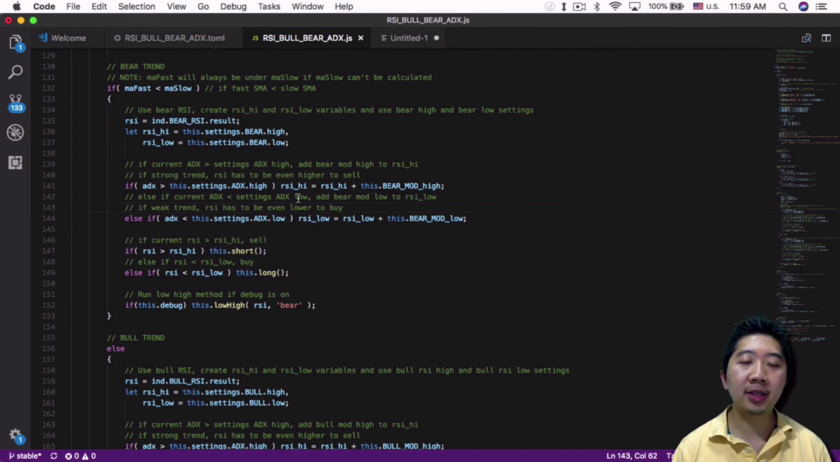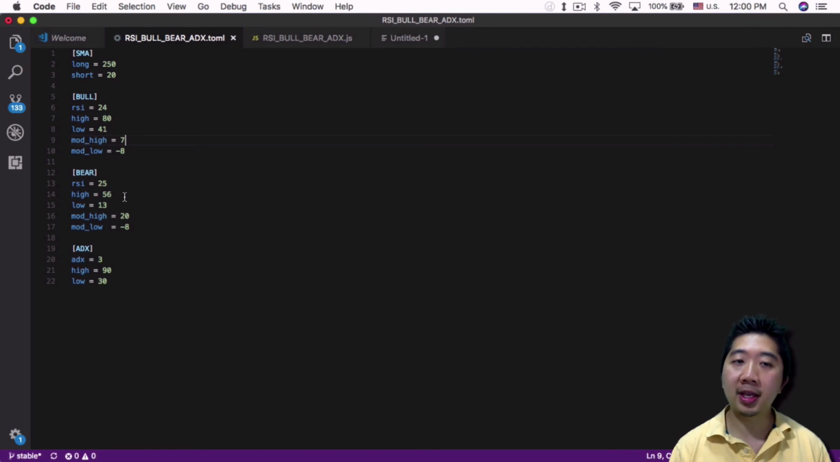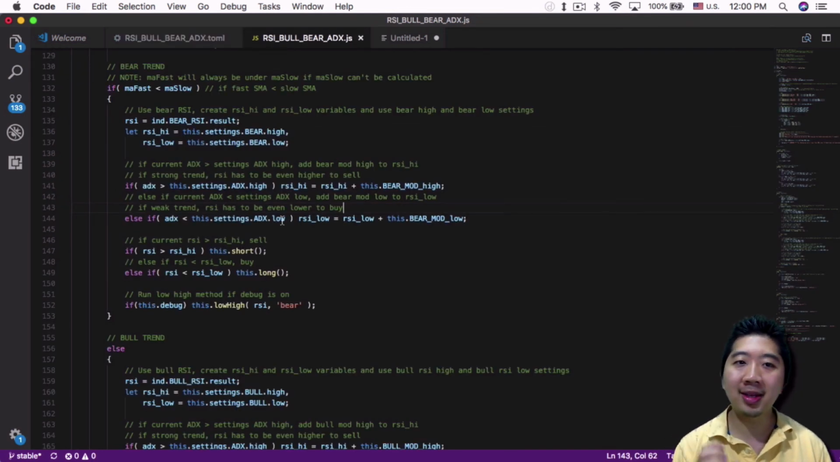So right now, if it's greater than 90, then what it does is we add the bear mod high to the RSI high. Basically, RSI high right now is at 56 for the bear. So we're going to add the mod high, which is 20, to the bear high, which is 56. That'll make it 76. Essentially, if it's a strong trend, and the ADX just checks the trend, doesn't check anything else, then the RSI has to be even higher to sell, and you'll see that in a couple of statements down.